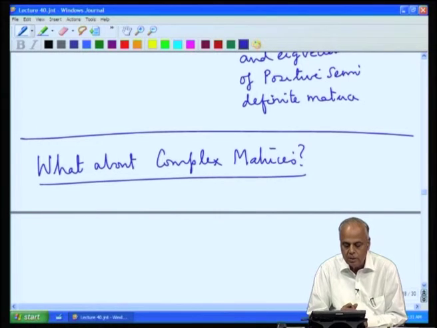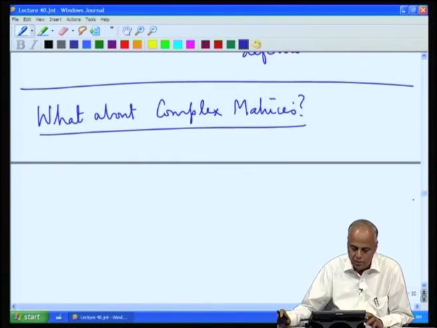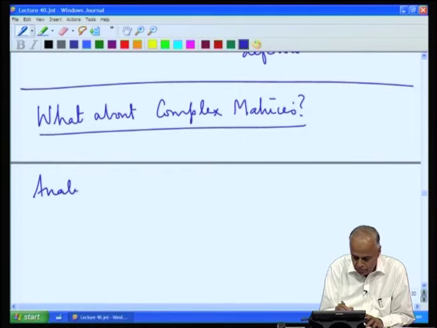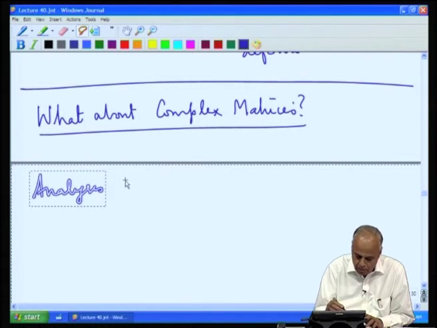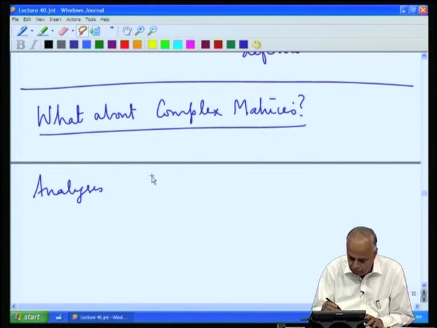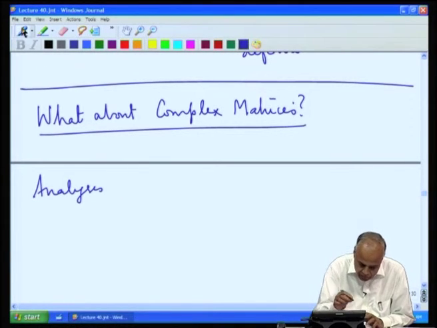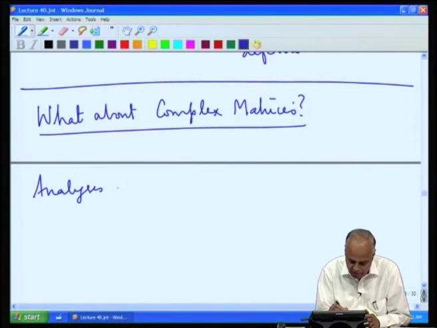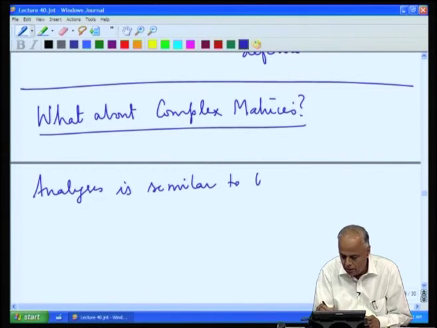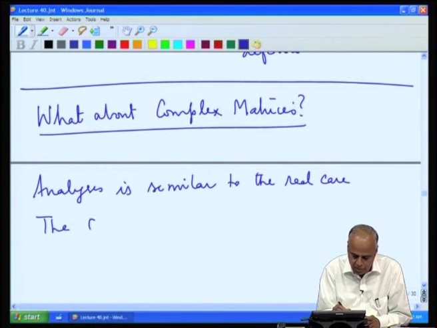For complex matrices, the analysis will be almost similar. The only change that we will have to make is wherever we use transpose, we simply take transpose conjugate. So, the analysis is similar to the real case. The changes needed are the following.